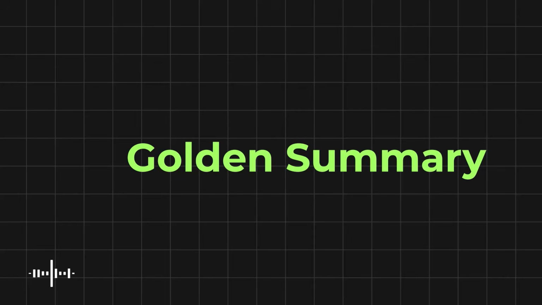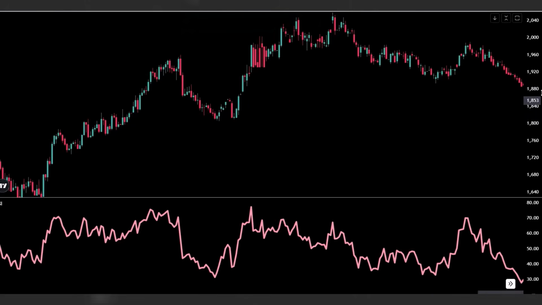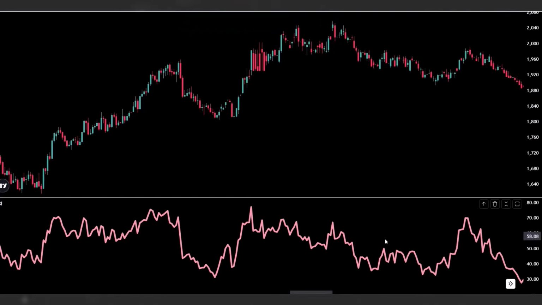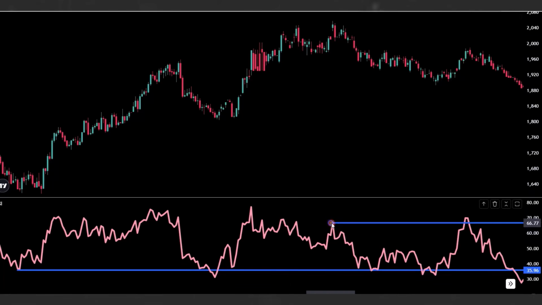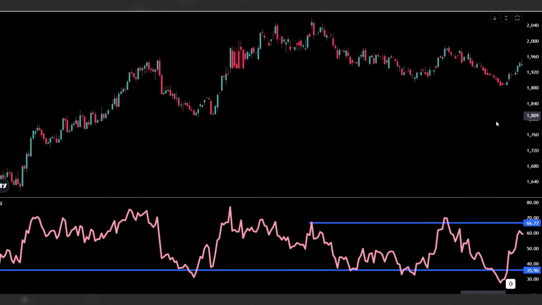Golden summary. So to summarize, RSI is not only useful for the 70 and 30 levels, it can also form its own support and resistance levels. When the market is in an uptrend, RSI support levels can help confirm that bullish momentum is still strong. And when the market is in a downtrend, RSI resistance levels can confirm that bearish momentum is still dominating.